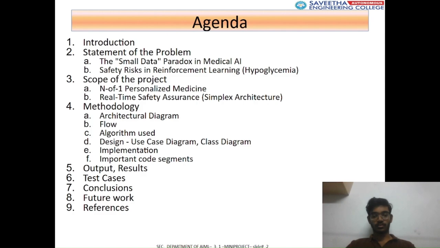The scope of the project is to enable personalized medicine along with real-time safety assurance, which we call the simplex architecture. We'll be discussing the methodology, output results, test cases, conclusion, and finally the future work.